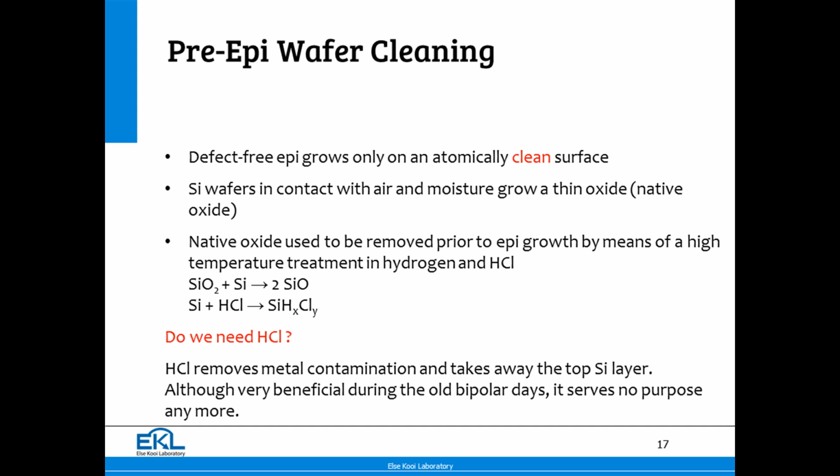Now, with the MOS technology, we learned how to work clean. We don't need the HCl anymore. In fact, an HCl etch at the moment is bringing in more metals than it's removing. That is how much the processing improved over the years. So the proper epi preparation is just to bake in hydrogen to remove the native oxide, and HCl to clean the surface we don't use anymore.